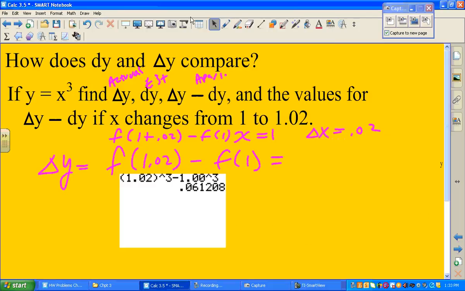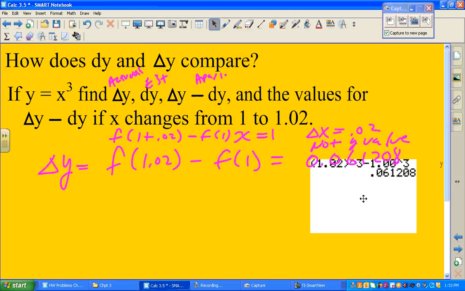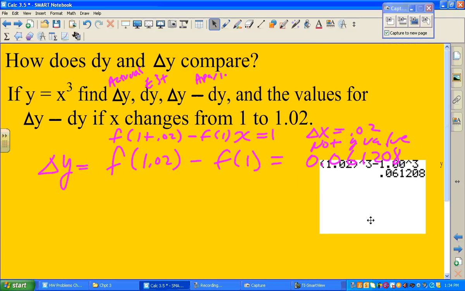Now, this doesn't give me the y value. It tells me the y value between the two values went up 0.061208. That is not the y value. That is the change in y. So y increased a little bit as x went from 1 to 1.02. It went up.